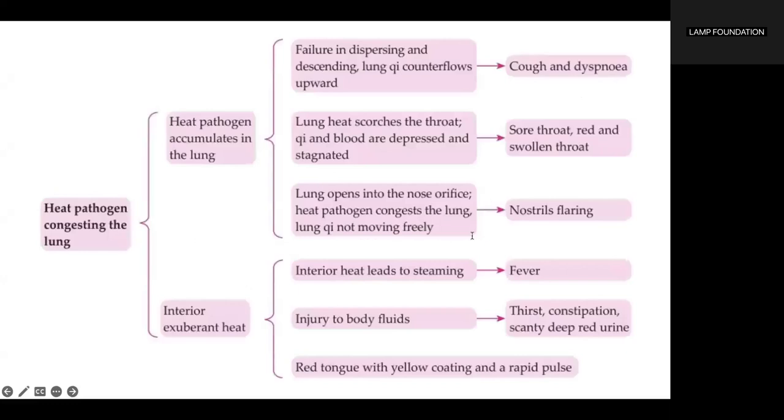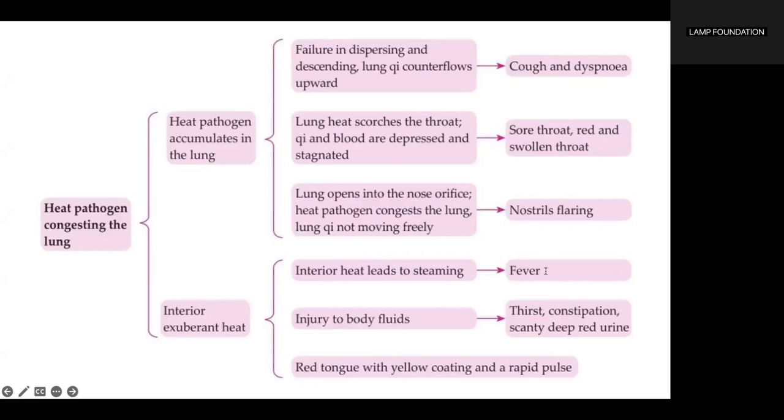Clinical manifestations are fever, thirst, cough, dyspnea, nostrils flaring, chest pain, red, swollen, and sore throat, scanty, deep red urine, constipation, red tongue with a yellow coating, a rapid pulse. This pattern is mainly caused by the wind heat pathogen invading the body or wind cold pathogen invading the body, then transforming into heat and congesting in the lung.